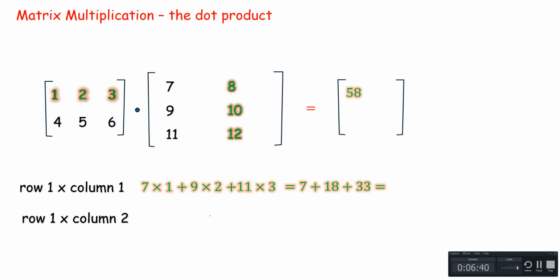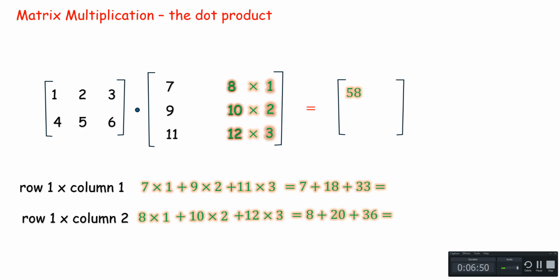So going across and down, we're bringing those over there, and we're multiplying them together. So we'll have 8 times 1 plus 10 times 2 plus 12 times 3, and that's 8 plus 20 plus 36, and that's 64, and that's what goes in the first row, second column. So we're done with the first row. We've done the first row in both columns of the second matrix.